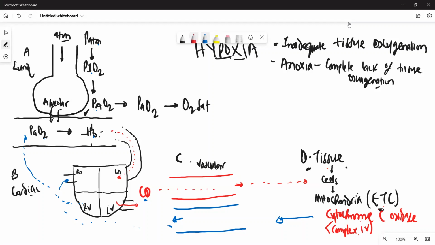So how do we calculate our partial pressure of oxygen in the inspired air? So that would be our barometric pressure minus water vapor pressure, right? And then multiplied by our FiO2.